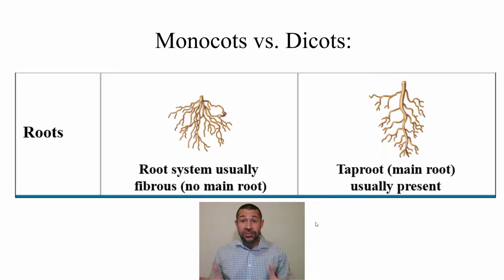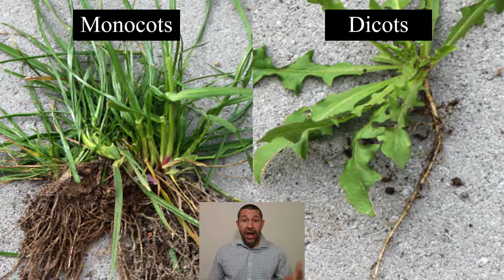We talked about root systems in the last lecture. Grasses, monocots, like you see on the left, have a fibrous root system, whereas dicots, like the dandelion, which is in the sunflower family, have a taproot.